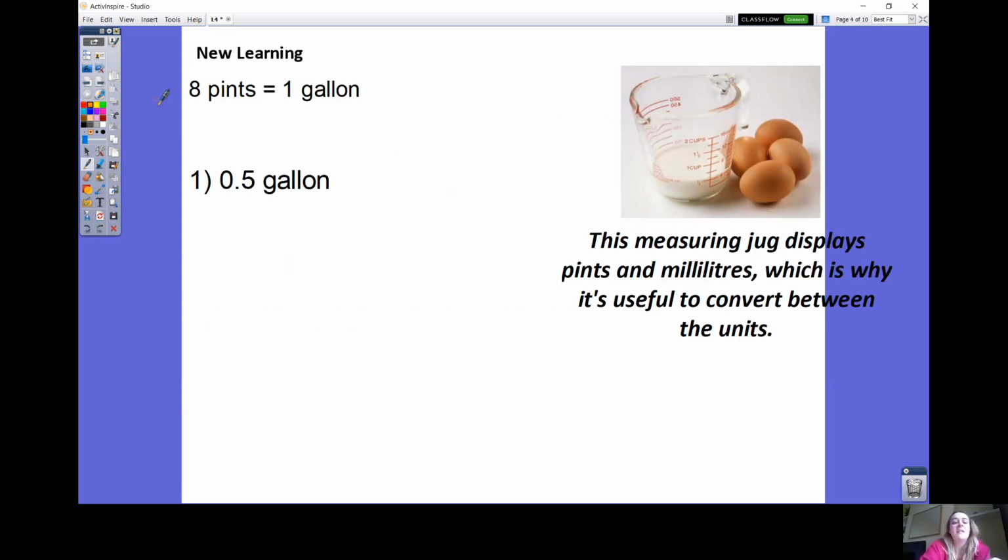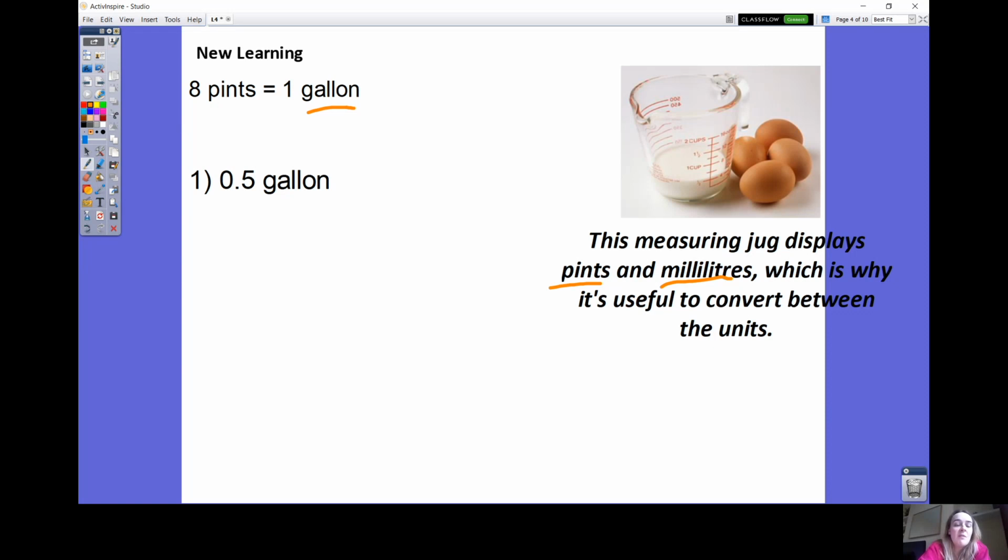So new learning here today. Now what I want you to do first is look at this jug on the side here, which is used to measure milk. You'll see here on this one there are pints and millilitres. And again, this is why it's useful to be able to convert between the units. Another unit which is used is called gallons.